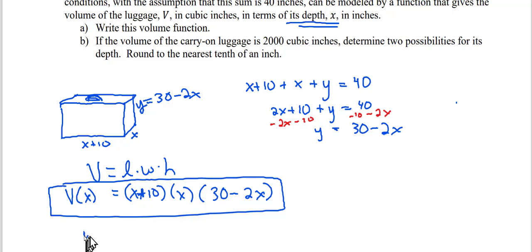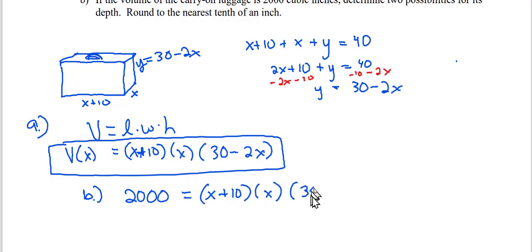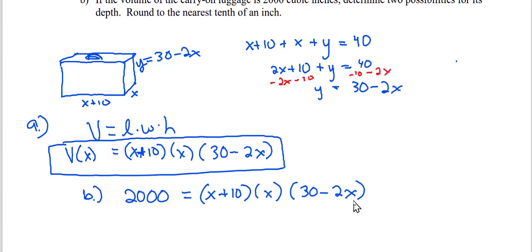What we want in part B, this is the answer to part A: if the volume of the carry-on luggage is 2,000 cubic inches, determine 2 possibilities for its depth. Round to the nearest tenth of an inch. So I just want that volume to be 2,000. Determine two possibilities for its depth.